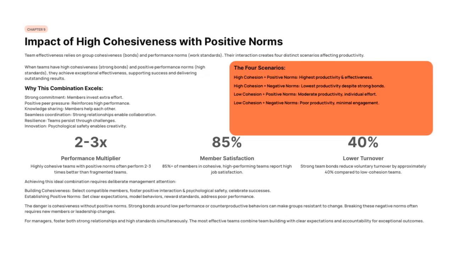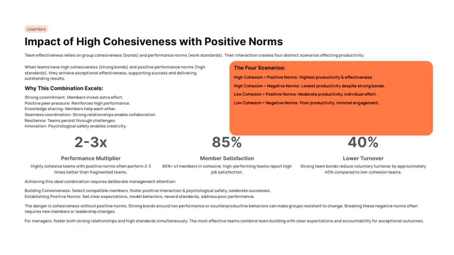When managing teams, it's crucial to foster both strong relationships and high standards at the same time. The most effective teams are those that balance team building with clear expectations and accountability, which leads to exceptional results. However, there's a potential danger if cohesiveness develops around negative norms. For example, if strong bonds form around low performance or counterproductive behaviors, it can make the group resistant to change. Overcoming these negative norms often requires bringing in new members or making leadership changes.